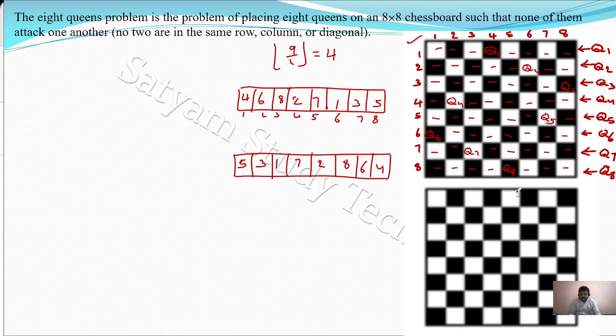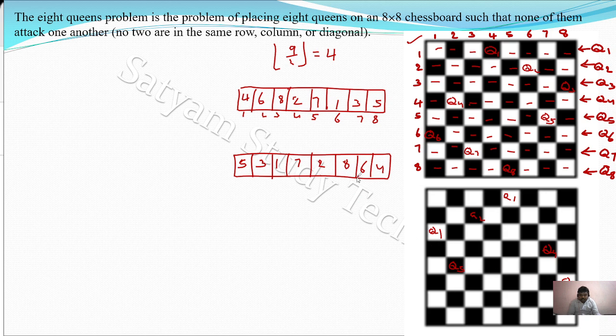Here Q1 is placed in the 5th column. Q2 is placed in the 3rd column, and Q3 is placed in the 1st column. Q4 is placed in the 7th column. Q5 is placed in the 2nd column, and Q6 is placed in the 8th column.